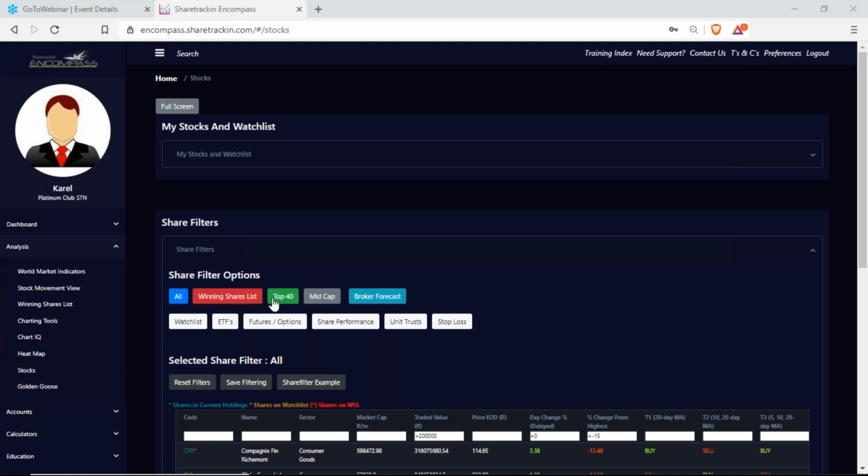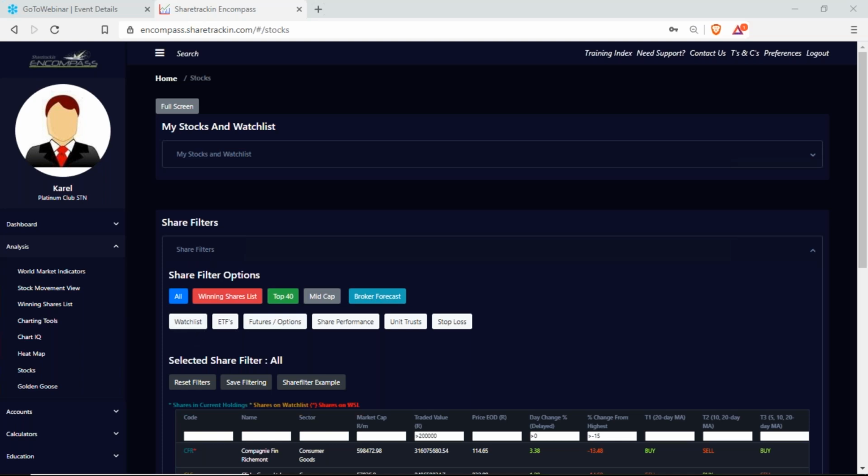The next one we have is our top 40. Top 40 is your 40 biggest companies on the JSE, also known as our blue chip shares. Next, we have our mid-cap shares. Mid-cap shares refers to shares ranging from 10 Rand up until 300 Rand a share. Then you have your broker forecast. That is what the brokers say that share will do within the next 3 years. Then you have your watch list.